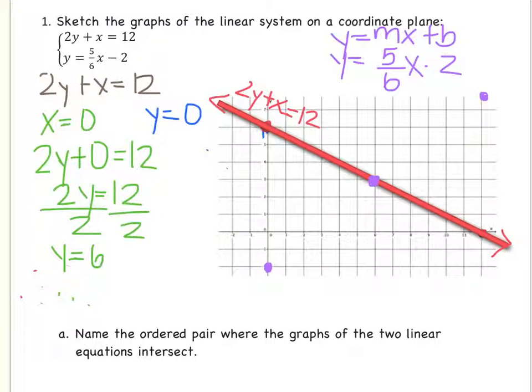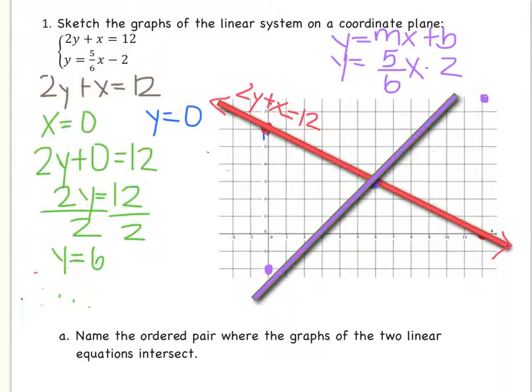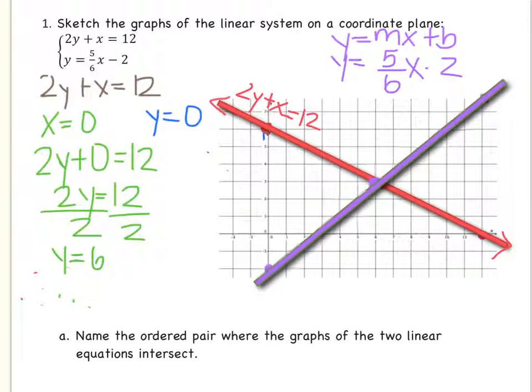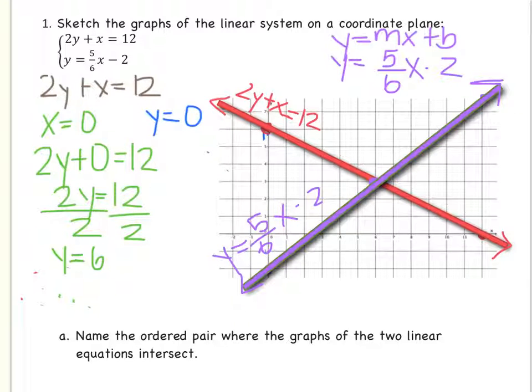Go ahead, use your ruler, connect your points to make your line. Make sure you have arrows on both ends, and make sure you label your equation. And also make sure that your line goes through your entire equation. Okay. That's y equals 5/6x minus 2.